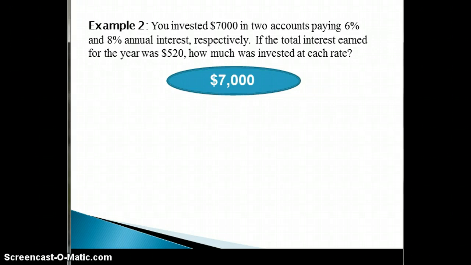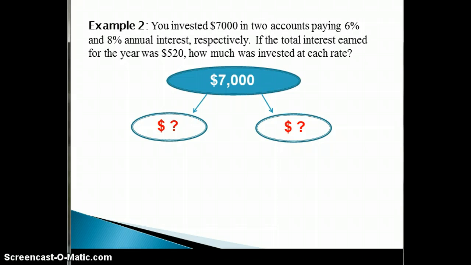So we took $7,000 and we split it up into 2 unknown amounts. One of these unknown amounts is invested in an account that earns 6% annual interest, and the other unknown amount is invested in an account that earns 8% annual interest.